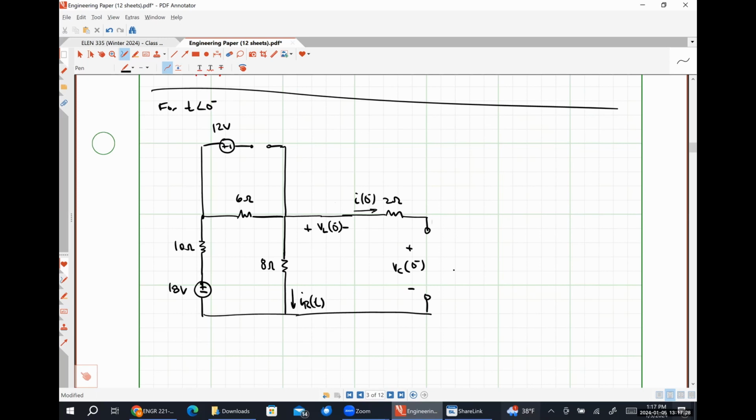Okay. All right, so let's look at some things really quickly here. Hopefully it is obvious that I of 0 minus is 0 amps because it's the current flowing through an open circuit. VL is the voltage drop across an inductor at 0 minus, so that's always going to be 0 volts. So the only thing that we need to find is VC.